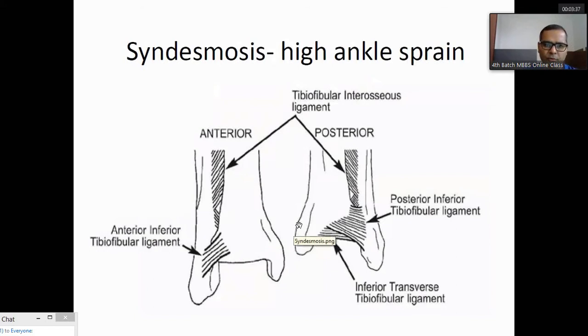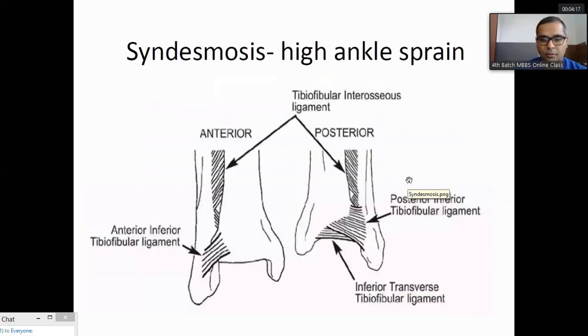Syndesmotic ligaments. Syndesmosis. What is it? It is a joint. We call it another joint between the tibia and the fibula. It is stabilized by four ligaments. Anteriorly there is the antero-inferior tibio-fibular ligament. This is the posterior-inferior tibio-fibular ligament, and the intertransverse ligament, just below the posterior-inferior ligament, which lies transversely, and this is the interosseous tibio-fibular ligament.